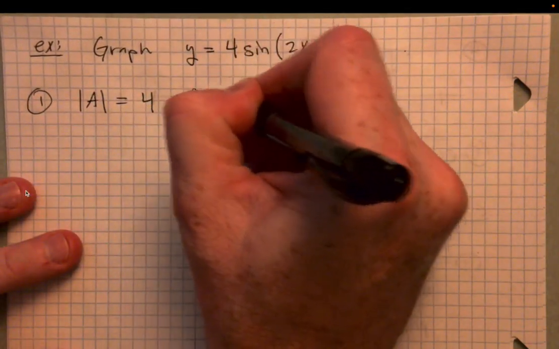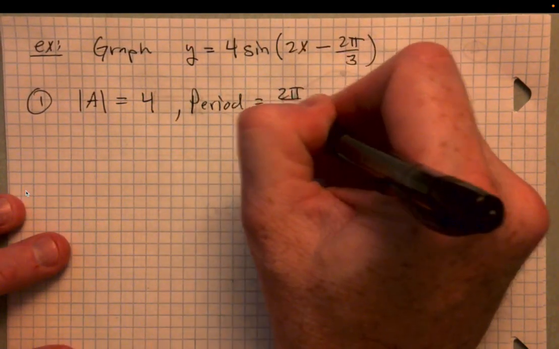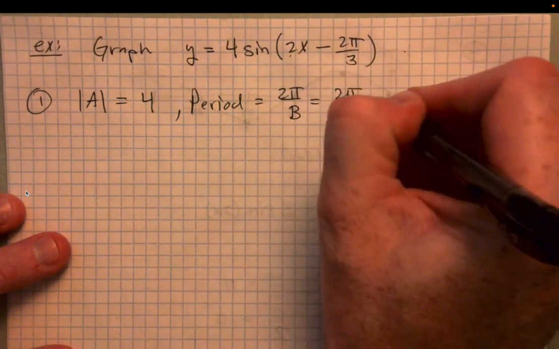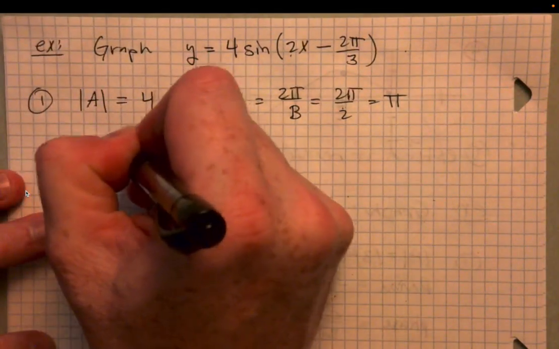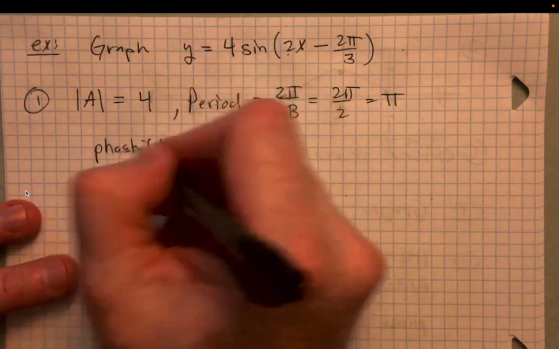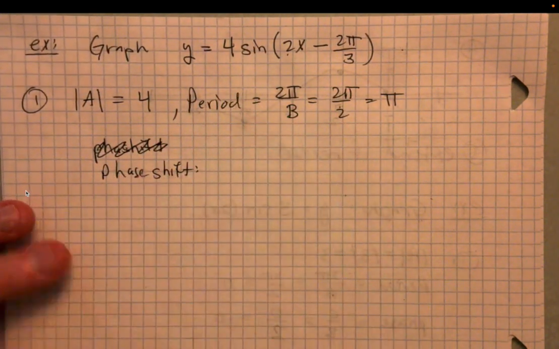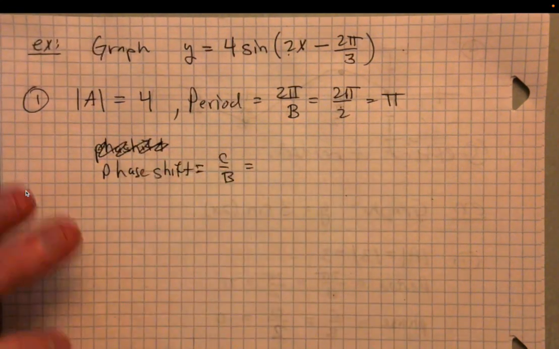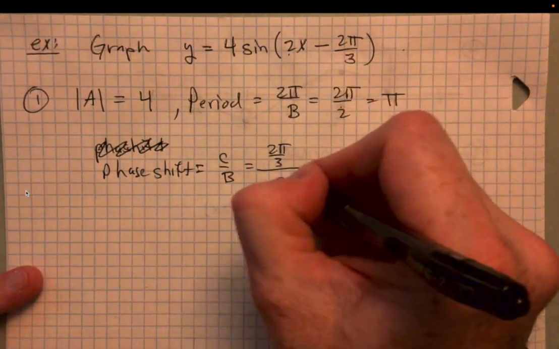The period is 2 pi over b, which is 2 pi over, in this case, b is 2, so 2 pi over 2. So this one has a shorter period as well. And then the phase shift. What's the phase shift? Well, it's c over b. And in this case, the c is 2 pi over 3. And the b is 2.